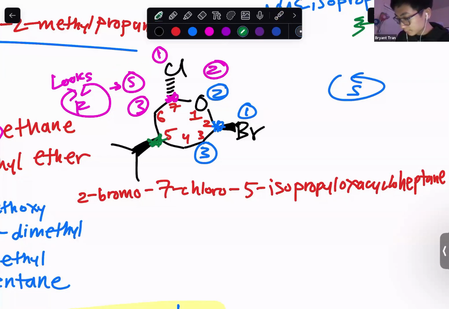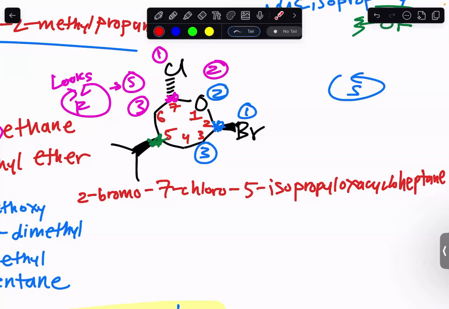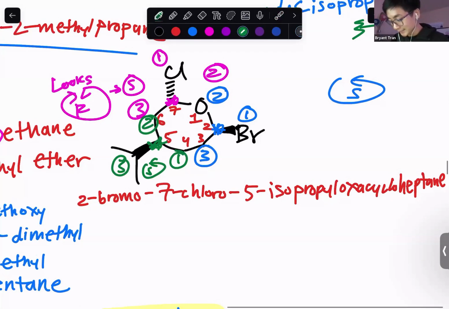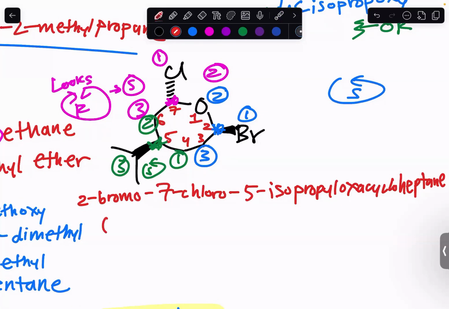For green, there's a tie here and a tie here, but bromine beats chlorine. In atomic number, I think bromine is below chlorine on the periodic table. Yes, bromine beats chlorine. So this is 1, that's 2, this is 3. Going this way is S, and it stays S because our lowest priority group is on the dash already.